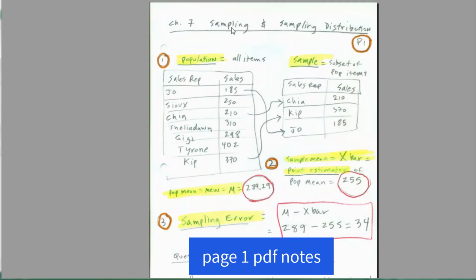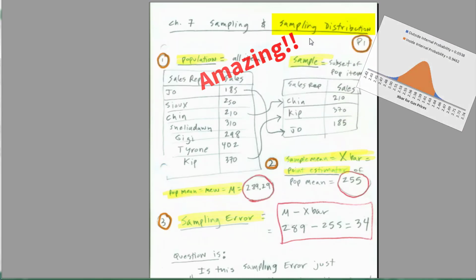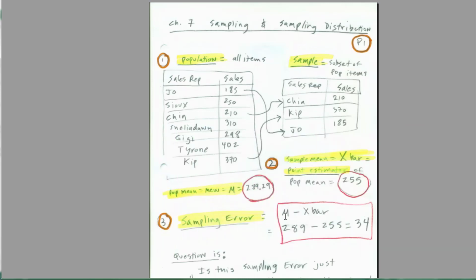Chapter 7, we've got to talk about sampling. And then one of the more amazing things, the sampling distribution, which will be a distribution of all of our X bars and P bar too. And we're going to learn about the central limit theorem, which will come from some things we learn when we create a sampling distribution. Now I'm going to go to page 9 in the PDFs.